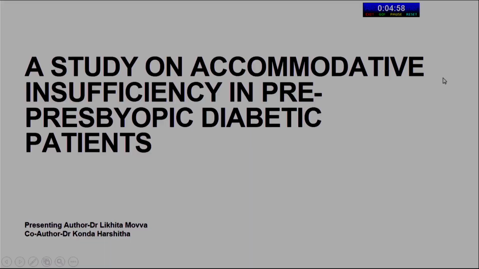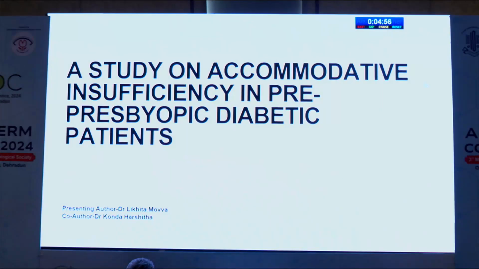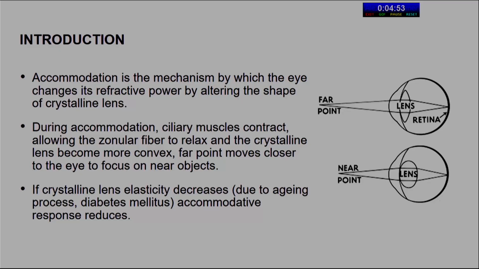Good afternoon, everyone. I'm going to present a study on accommodative insufficiency in pre-presbyopic diabetic patients. Accommodation is the mechanism by which the eye changes its refractive power by altering the shape of the crystalline lens.